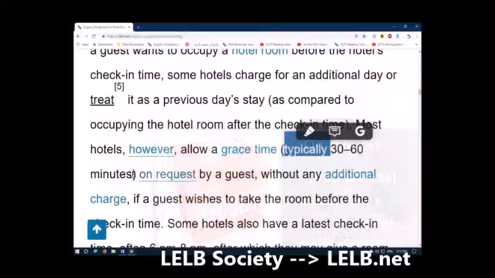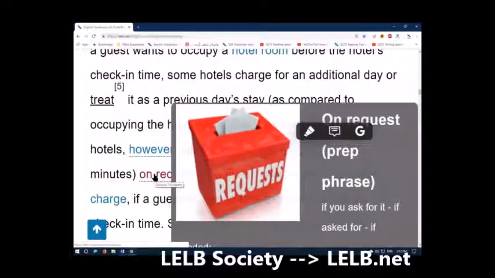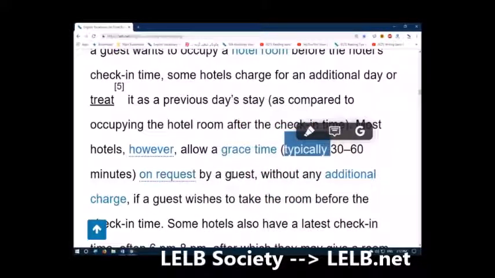30 to 60 minutes on request. On request means by request, means if needed. Here, if you ask for it, if asked for by a guest without any additional charge. Okay, so let me just go back to see what it was all about. Most hotels, however, allow a grace time typically on request by a guest without any additional charge. Okay, if you make that request in advance, some hotels, not all of them, just consider a grace time and they don't charge you additionally.